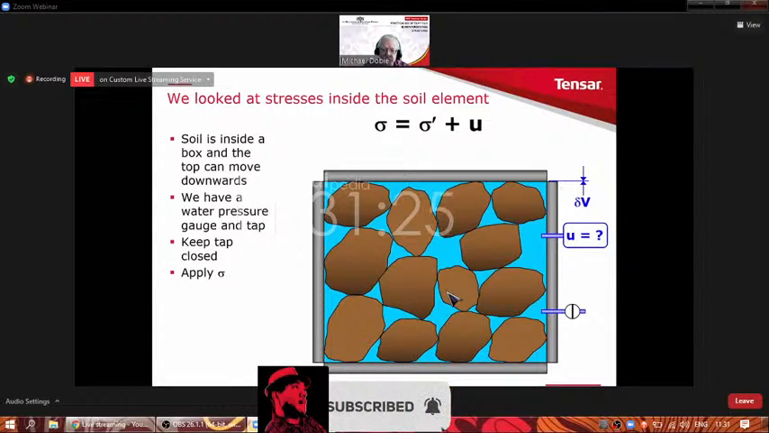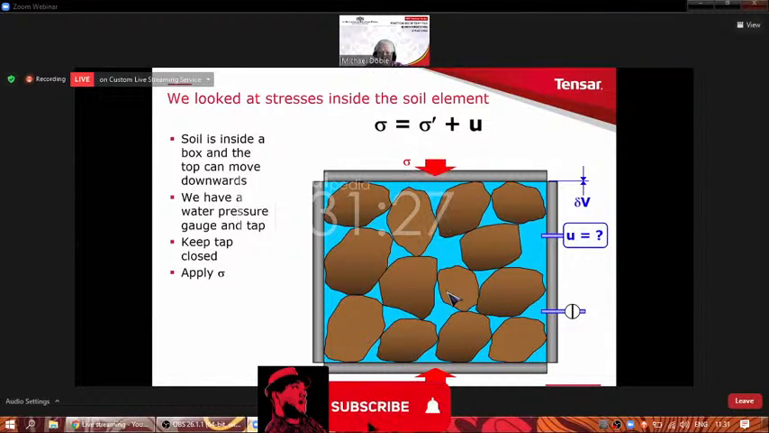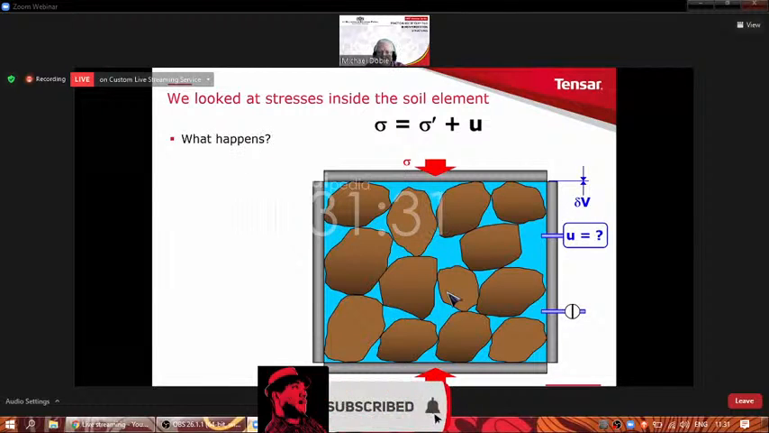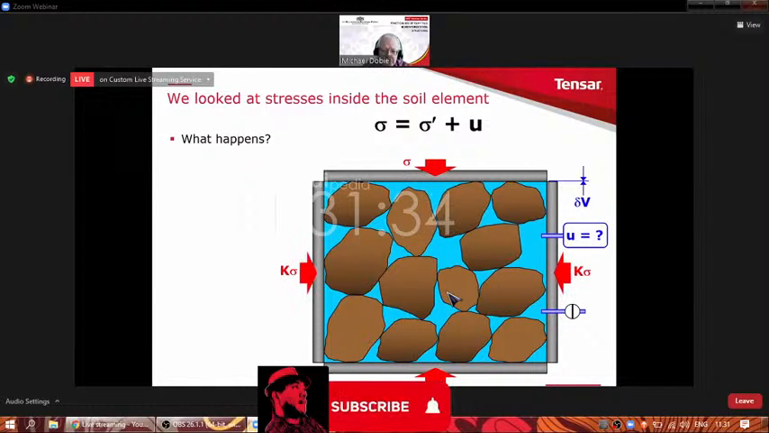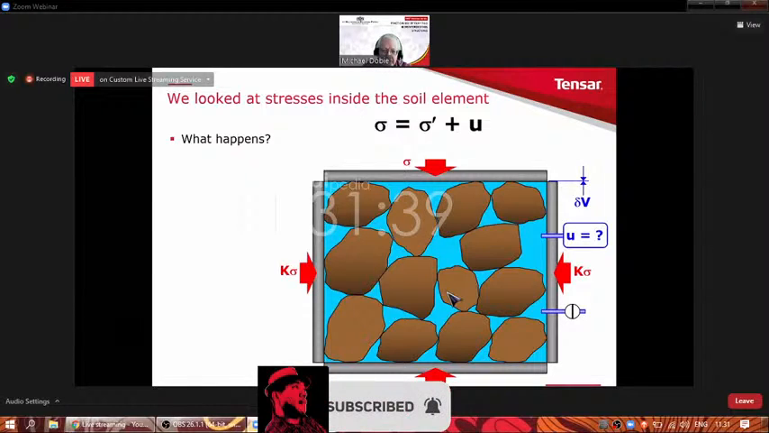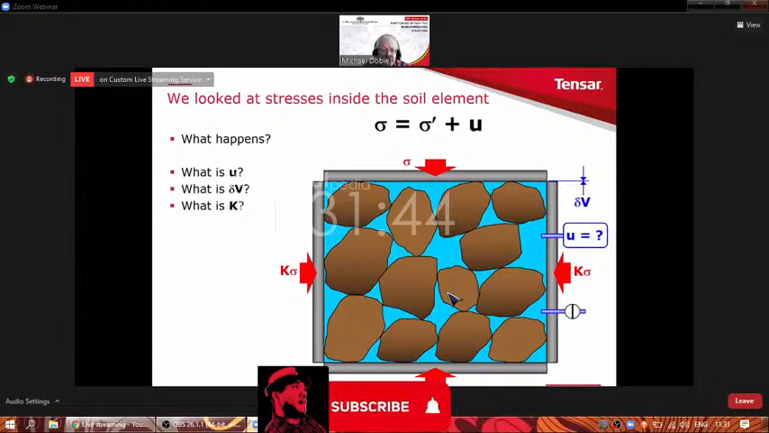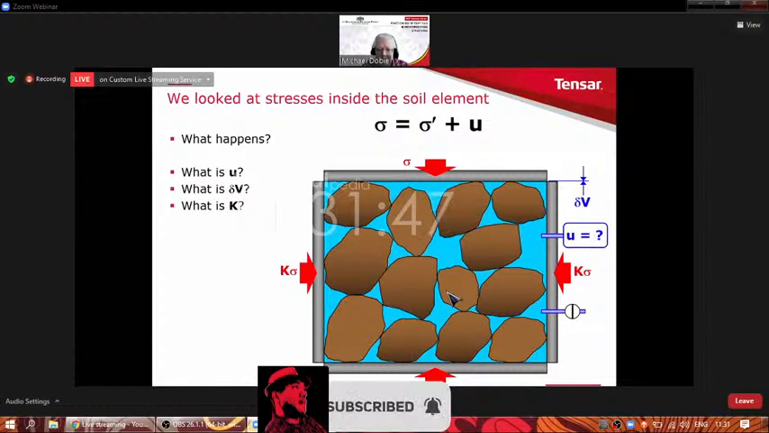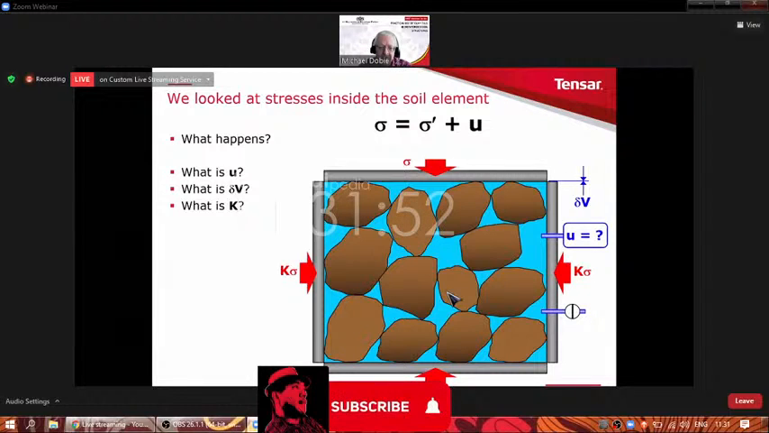So we're going to apply load, sigma, on the top, or a stress. And then the question is, well, what happens when we do that? We need to restrain the sides to prevent the box from breaking open. So we apply K times sigma there. And then the question we asked, this is the same as last month, is if we do this, then what's U? What is delta V? That's the change in volume. And what is K? That's the proportion of sigma required to prevent the box from splitting open.